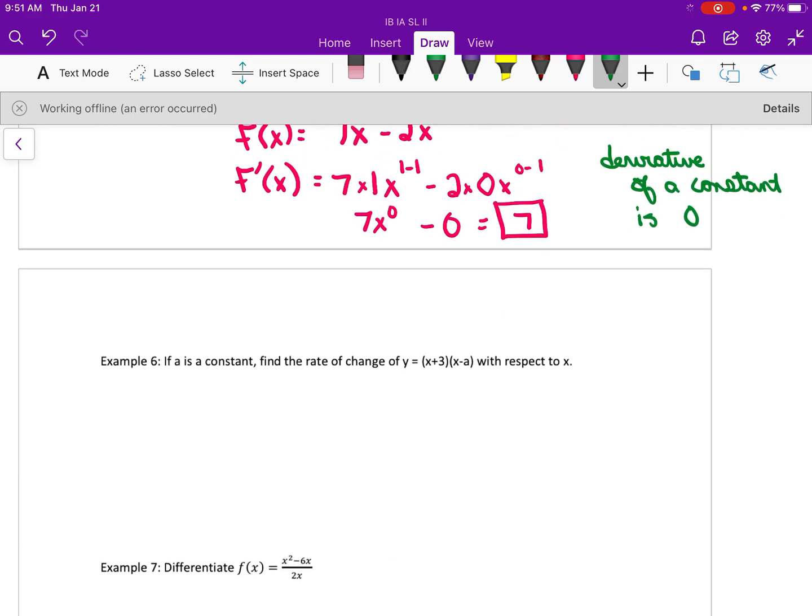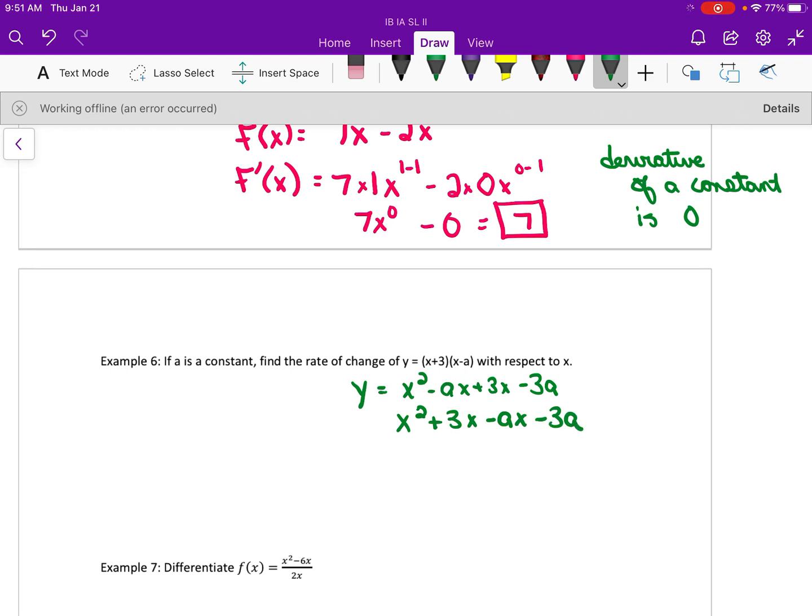All right, so if a is a constant, find the rate of change, y equals x plus 3, x minus a, with respect to a. So the first thing we're going to do is multiply this all out. X squared minus ax plus 3x minus 3a. Okay, so I'm just going to write that in, I don't know, I like descending order of my exponents and powers.